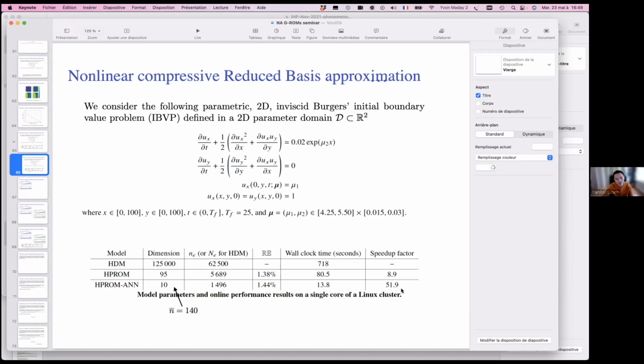Could you just remind us how M bar is decided? So the other 130 is a function of the first 10, right?